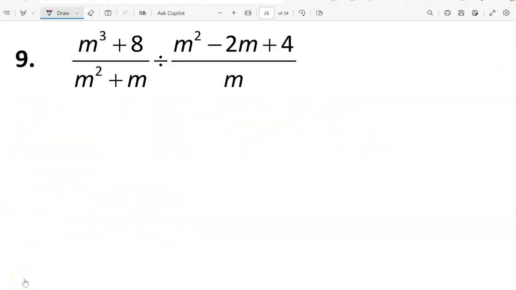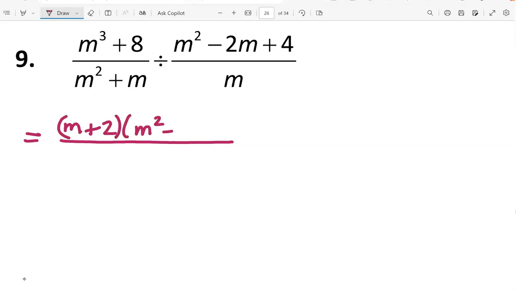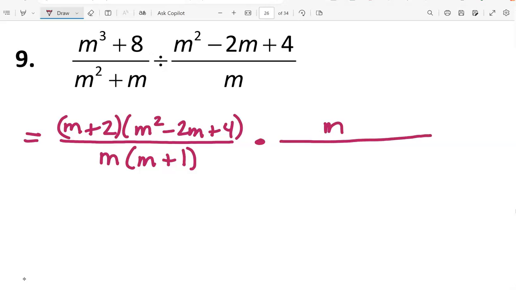In 9, we have division of fractions. In division of fractions, we're going to change this to multiplication, and we're going to invert the second fraction. So, m cubed plus 8 factors, that's the sum of two cubes, so it factors into m plus 2 times m squared minus 2m plus 4, and then m squared plus m in the denominator factors into m times m plus 1. We're changing that division to multiplication and inverting the second fraction, so the m is going to go on top, and m squared minus 2m plus 4 goes on the bottom.